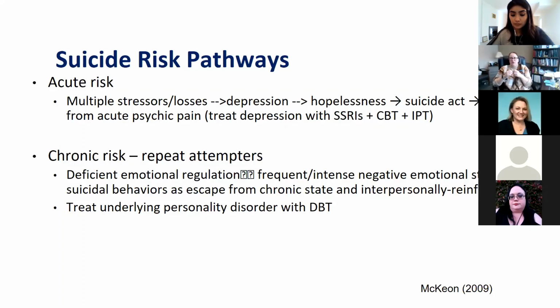So the mechanisms for why a person engages in these acts are very different between acute and chronic. And additionally, how to treat it would then be different. In order to treat chronic risk and repeat attempters, you're looking more at dialectical behavior therapy. You're looking at treating the underlying personality disorder. You're focusing less on acute stressors and more on how we gain the skills to help manage these intense emotional states.